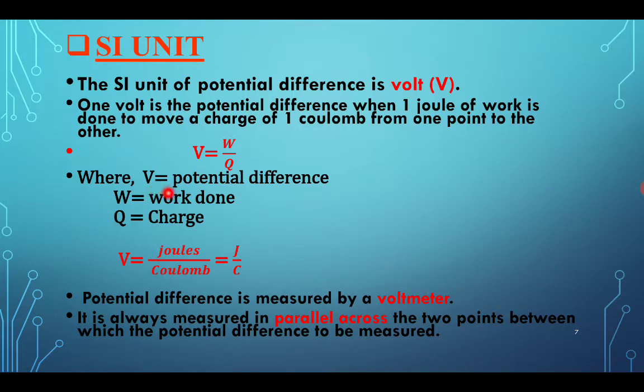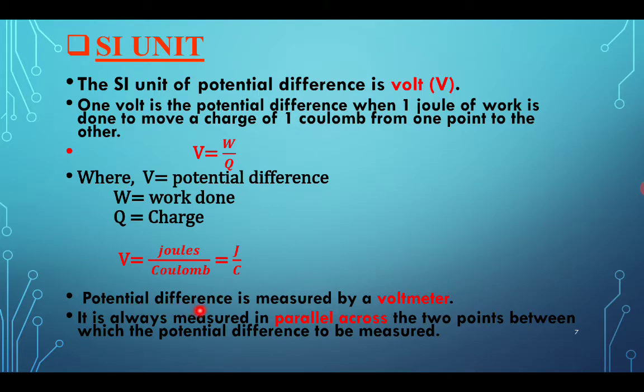So here V represents the potential difference, W is work done, and Q is the charge. Let us substitute the units for this. V is in volt, W is work, and we know that the SI unit for work is joule and the SI unit for charge is coulomb. So 1 volt is equal to joule per coulomb.